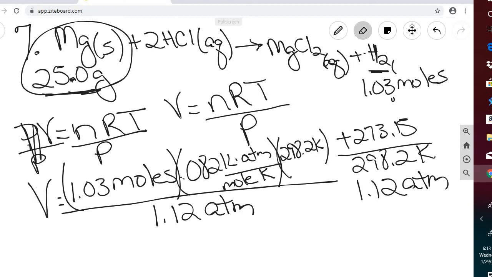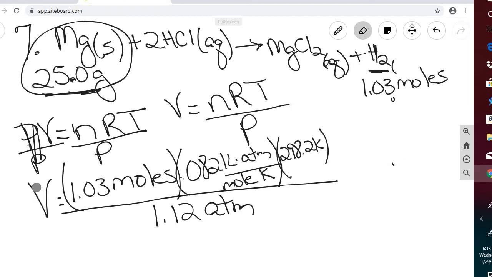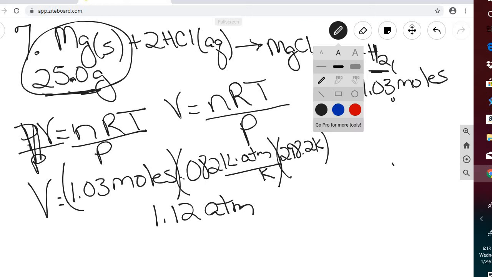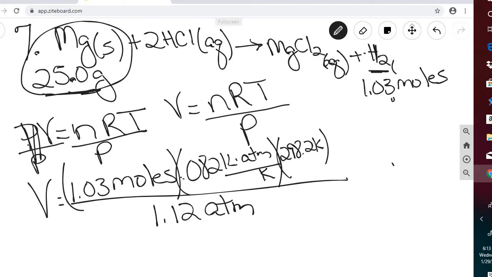Okay, so we'll erase this and just get that out of the way. So let's look at units. So we have a mole here and a mole there. We have atmosphere here and atmosphere there. And we have K there and K there. So the only units we have left are liters, and that's what we would want volume to be.